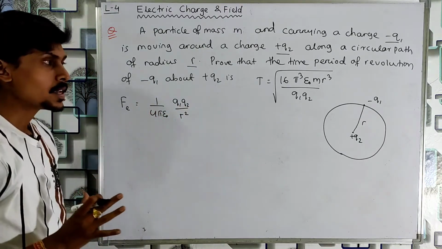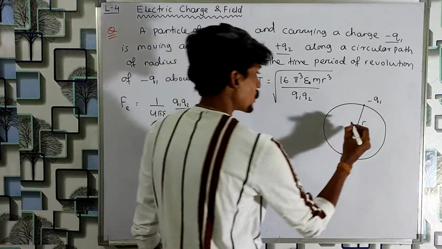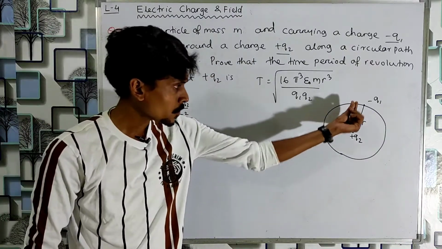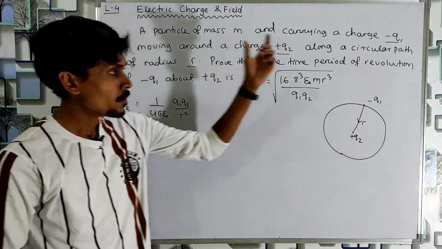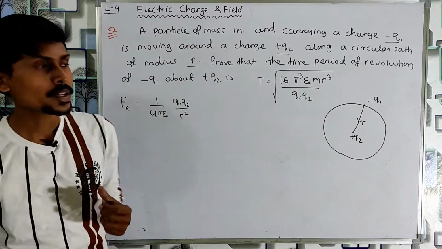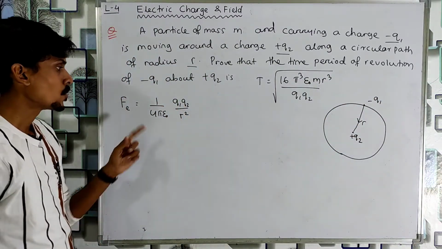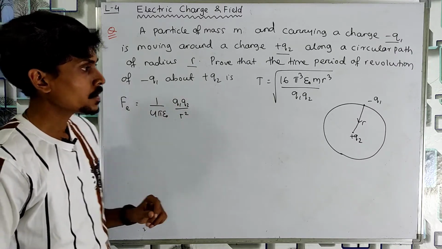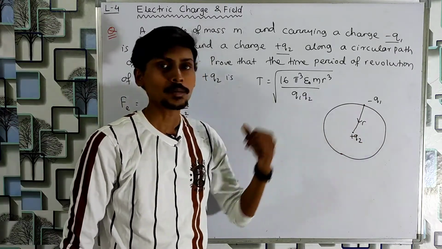This is the electrostatic attractive force, and the force will be toward the center. That means the magnitude of the force exerted by q2 on minus q1 is 1 by 4 pi epsilon naught q1 q2 by r square, and the direction will be towards the center.